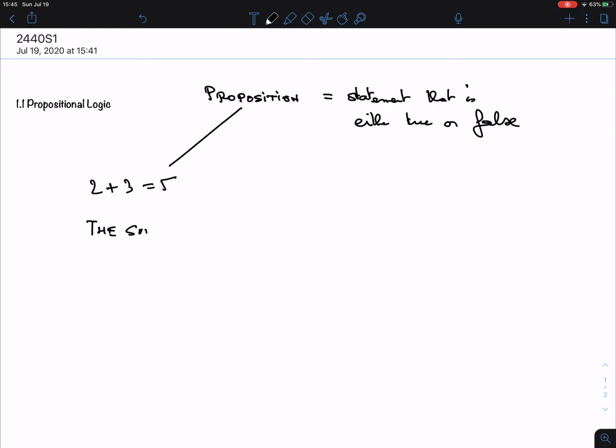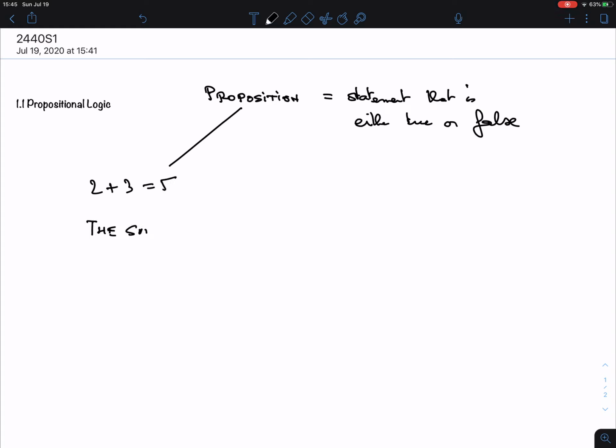Examples of not propositions is: what is the time? It's not a proposition because it's a question. Even if it's a yes or no question, it's a question, not a statement. It depends on what the person that answers says. It is not a statement. It's not that everybody can agree that this is true or false.